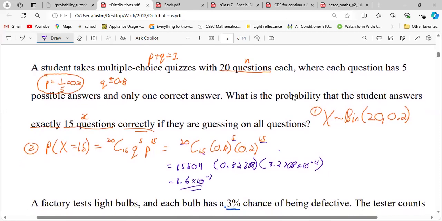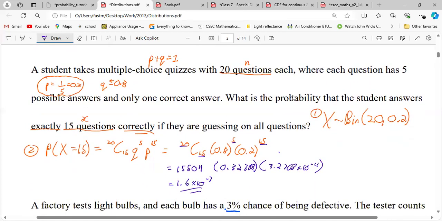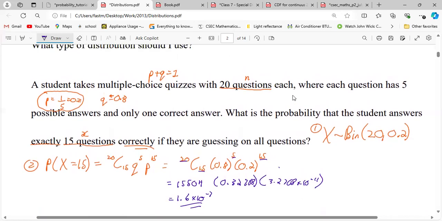Probabilities add up to 1, so the answer should be less than 1 when you do the question. If you get anything more than 1, you just know you went wrong somewhere. All right, and that'll be the end of the question.